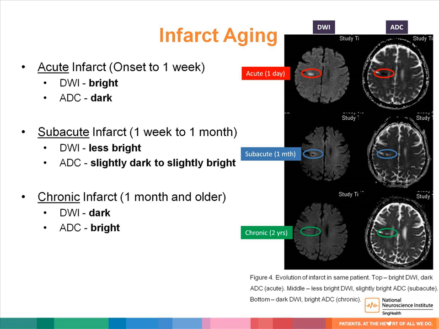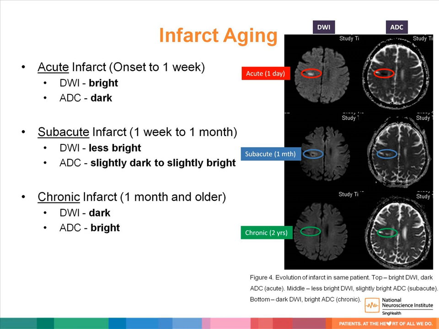The appearance of an infarct on DWI changes over time. Within the first week or so, DWI is bright while ADC is dark. In the subacute phase, or between 1 week to 1 month, cytotoxic edema starts to subside. DWI remains bright but slowly diminishes over time. Diffusion speed increases and ADC can appear almost normal.